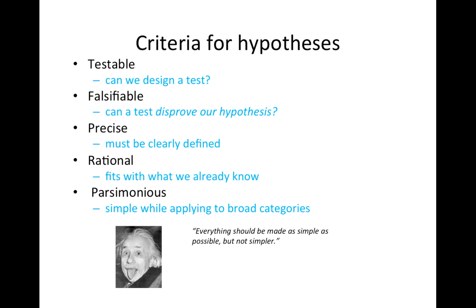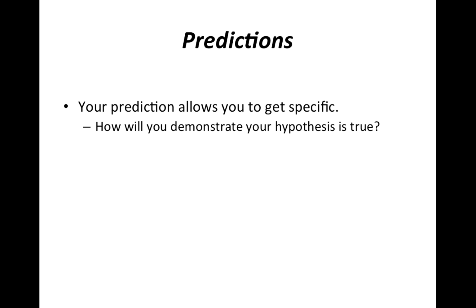And then last but not least, you can see the picture of Albert Einstein. You want to make sure that as you're coming up with your research idea and hypothesis, you try to come up with the simplest explanation for a behavior and not try to make things more complicated than they really have to be.